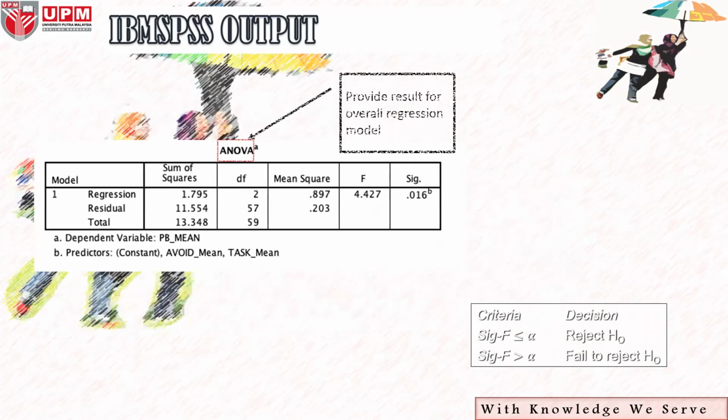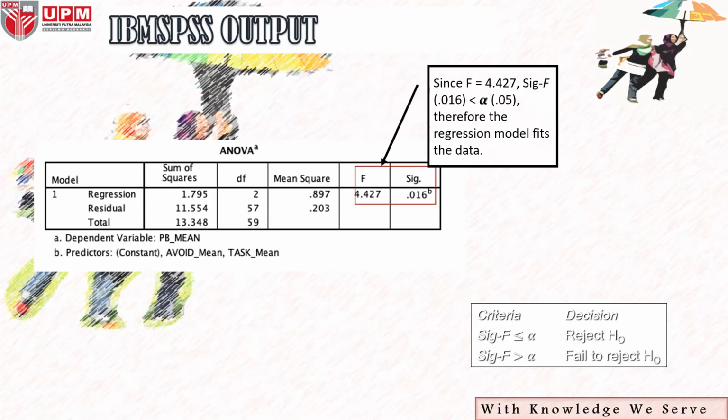The next table, the ANOVA table, provides the result for the overall regression model. Based on this table, what we are interested in is the F and significant F value. Based on the criteria that I already shared, if the significant F is less than or equal to alpha 0.05, we reject the H0. But if the significant F is larger than alpha, we fail to reject H0.